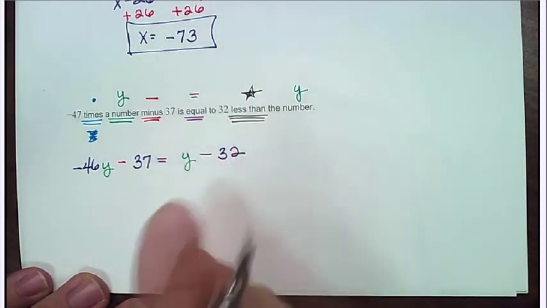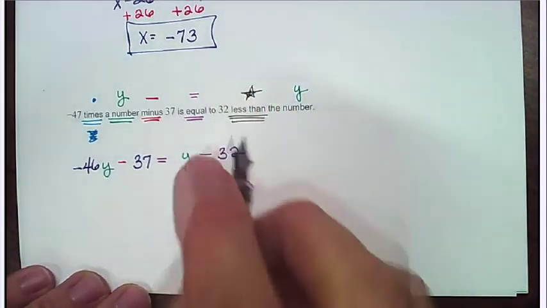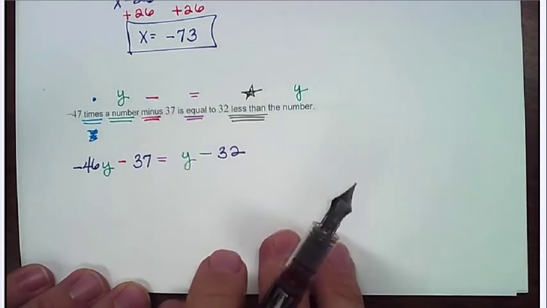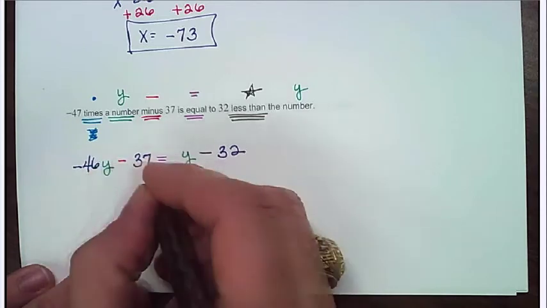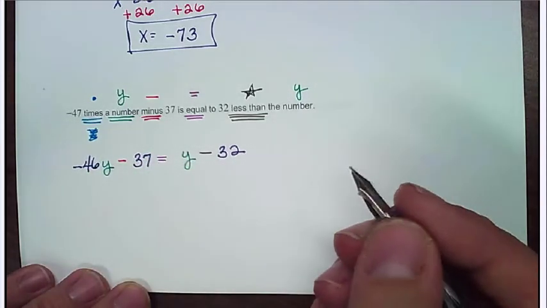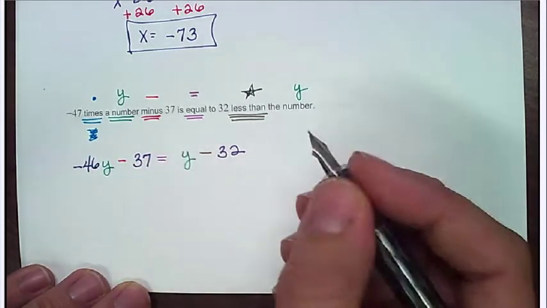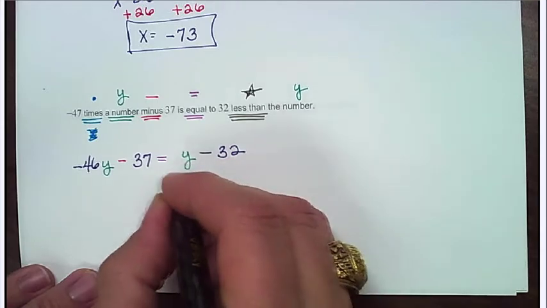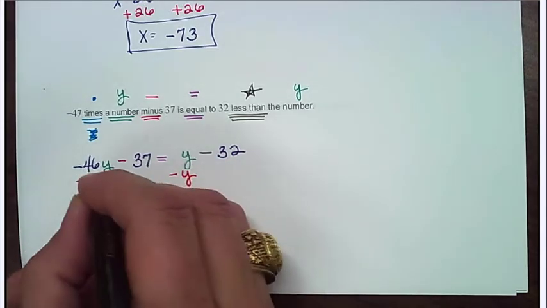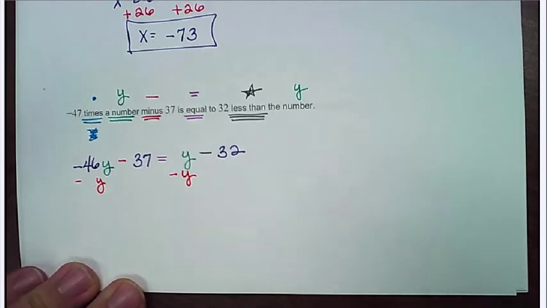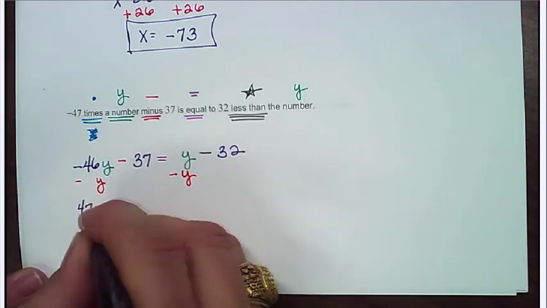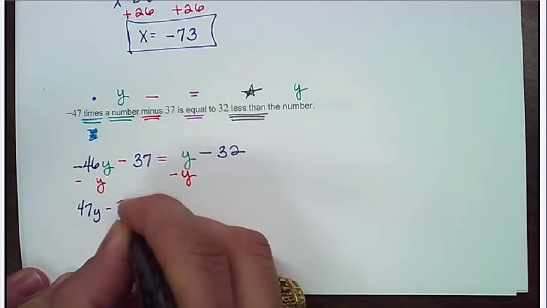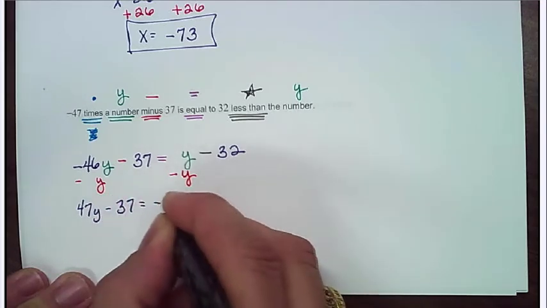And now we can solve this problem. And it's actually not that bad. So we need to move my y over first. Again, anytime I've got a variable on both sides, you want to move the smaller variable. You do it by adding and subtracting. Even though there's not a plus sign in front of that y, it's positive, so we're going to have to subtract it. Well, that's going to turn this into 47y minus 37 is equal to negative 32.